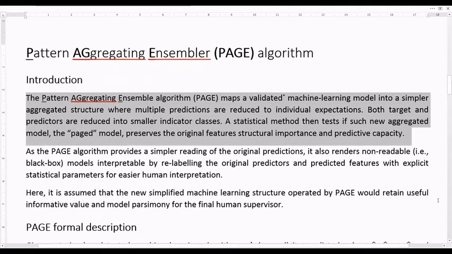The pattern aggregating ensemble algorithm maps a validated black box non-readable machine learning model into a simpler aggregated structure. Basically, both targets and predictors are reduced into smaller indicator classes, and a statistical method then tests if such new aggregated model, called paged model, preserves the original feature structural importance and predictive capacity.